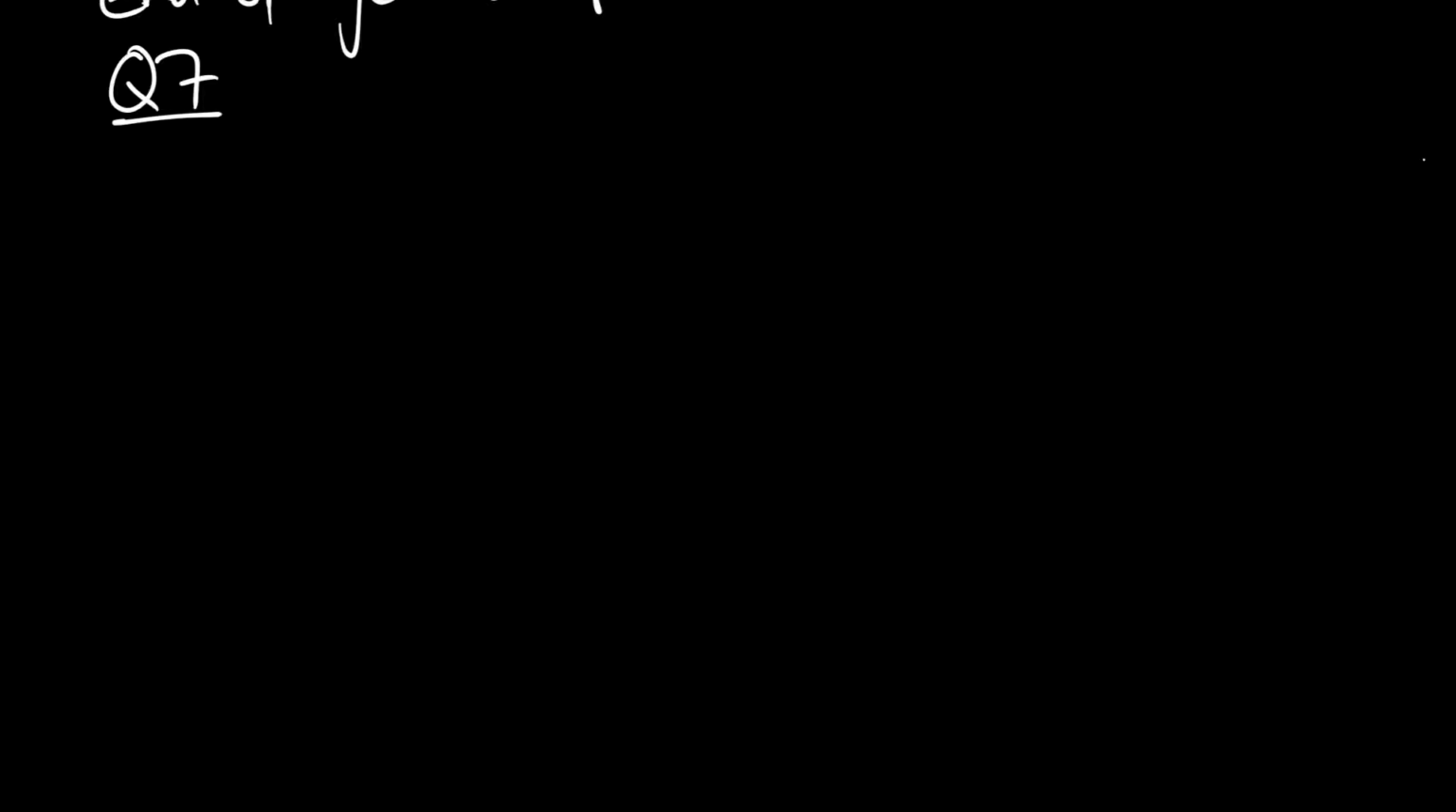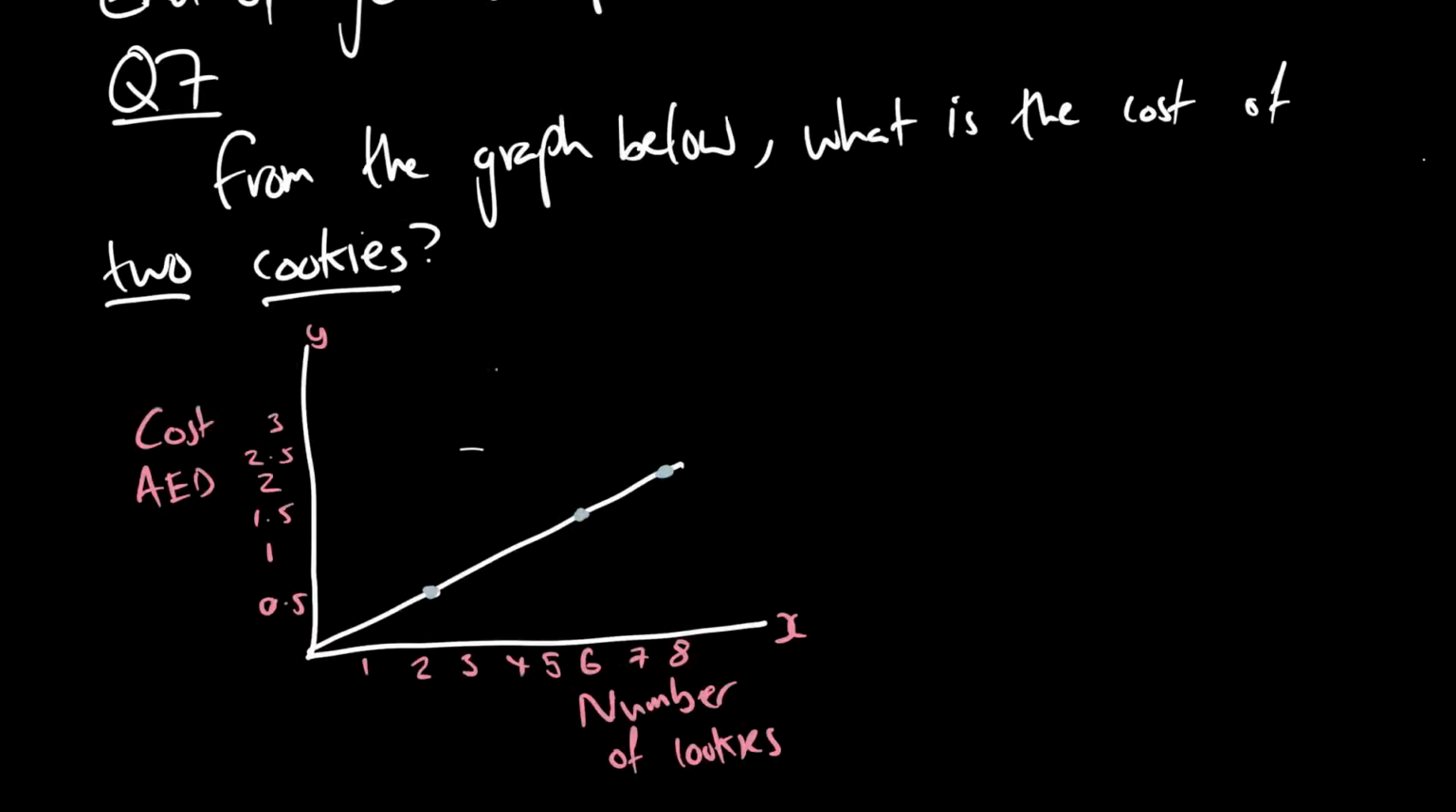Today we're going to look at question 7 of the end of year sample exam. So let's have a look at the question. Okay, so here we can see the question. It says, from the graph below, what is the cost of 2 cookies? So this is the key information we need to look at to answer a question like this.